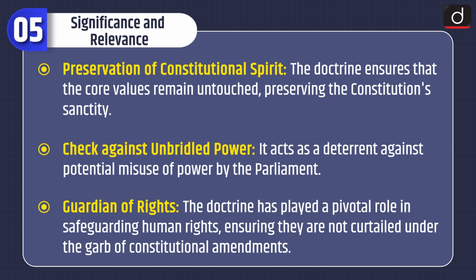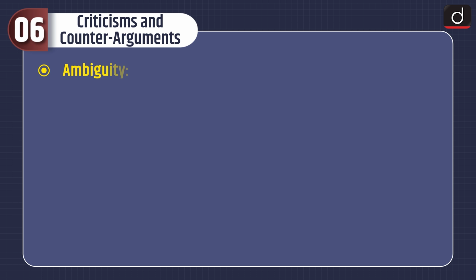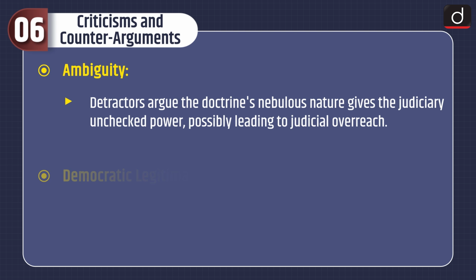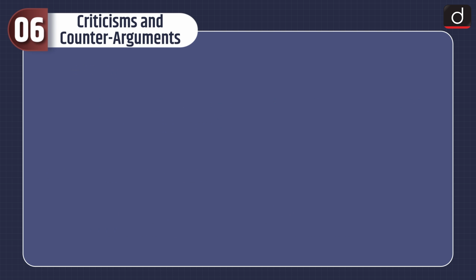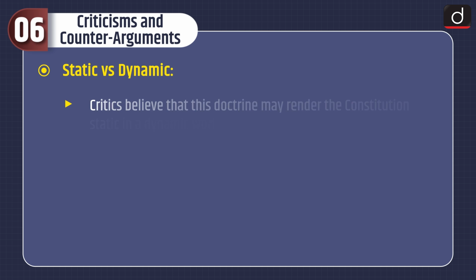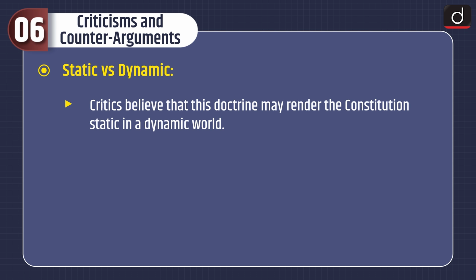Now let's have a look at criticism and counter arguments. Ambiguity. Detractors argue the doctrine's nebulous nature gives the judiciary unchecked power, possibly leading to judicial overreach. Democratic legitimacy. Questions arise if an unelected body or judiciary should have such overriding powers over an elected Parliament. Static versus dynamic. Critics believe that this doctrine may render the Constitution static in a dynamic world.